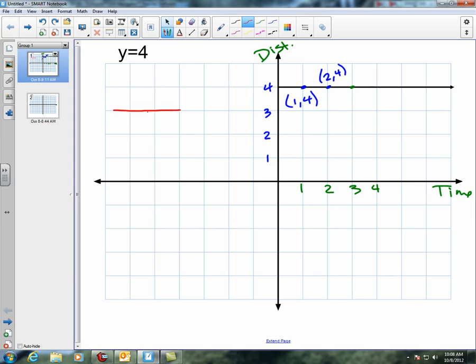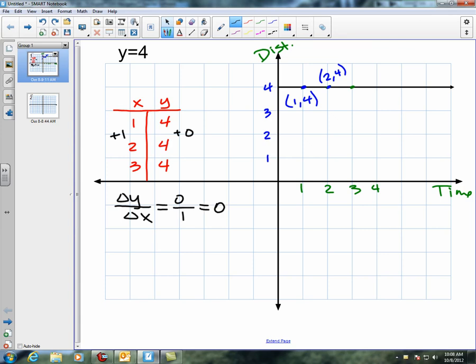So if we tried to make a slope here, we'd have 1, 4, 2, 4, and 3, 4, and the delta y was 0, the delta x was 1, so delta y over delta x would be 0 over 1, or 0, so a slope of 0. And that coincides with, as we said in class, the fact that this person not moving has a speed of 0. And if we were to try to write this equation, then what we would come up with is y equals delta y over delta x, 0, times x.